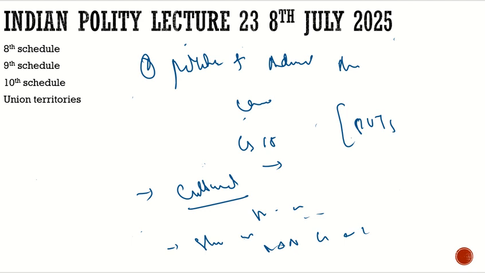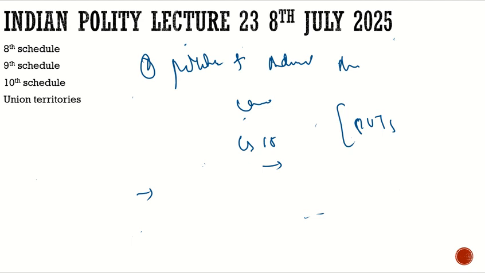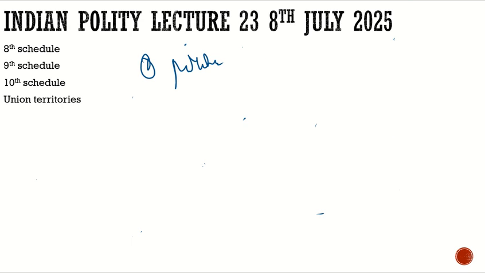So let's try to understand a few important facts about the UTs. Important facts about UTs. First, there is no uniformity in the administrative structure.